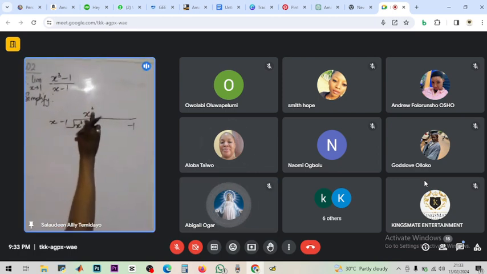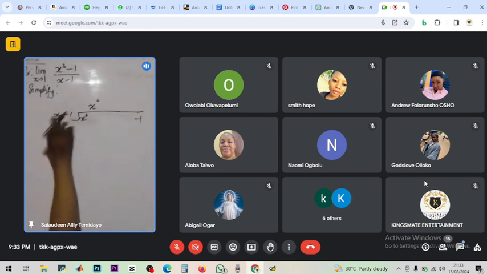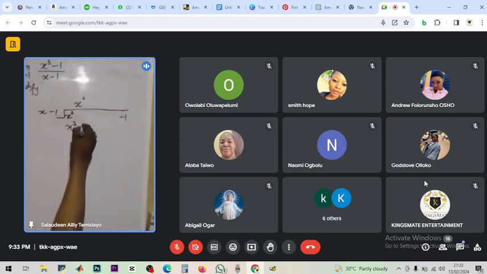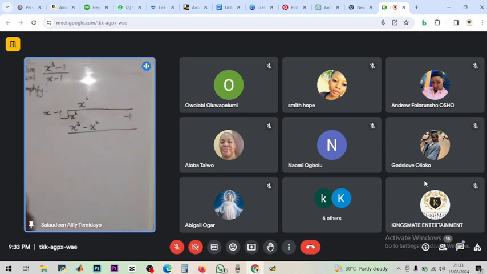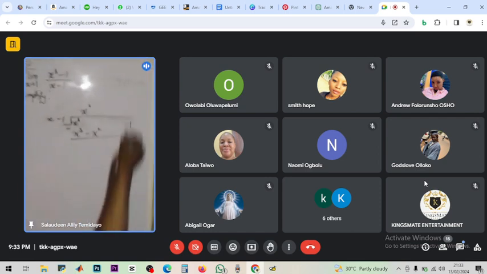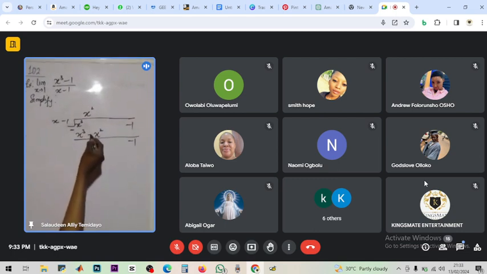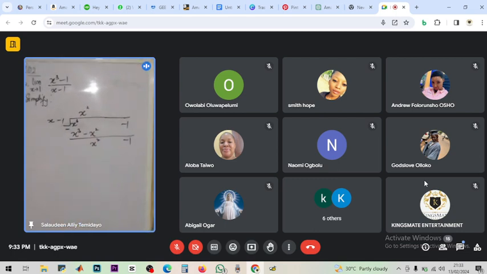So we are now coming down. Please mute your mics. x squared times x gives x cubed again, and x squared times minus 1 gives minus x squared. There is something we call an invisible term here, so minus 1 minus 0 gives minus 1. And that minus x squared gives plus x squared.